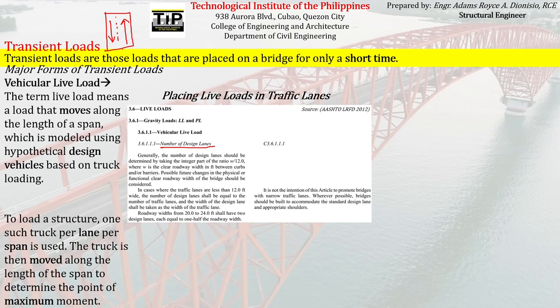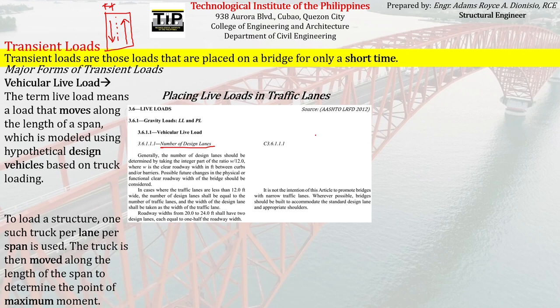So yung number of design lanes na yan, yung isang lane na yan, yan yung tinatawag natin na design lane. Yung number niyan is actually dependent based on this particular code provision. Okay? So nakadepende yan actually sa width ng bridge. Basahin ko lang yung particular provision for the number of the design lanes. Generally, the number of design lanes should be determined by taking the integer part of the ratio W over 12, where W is the clear roadway width in feet between curves and or barriers.